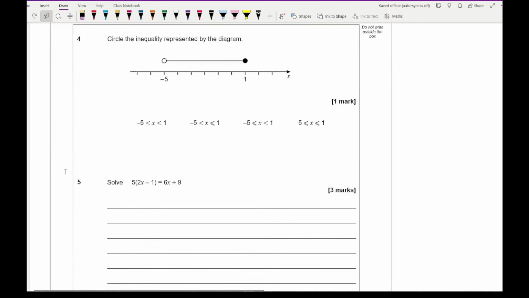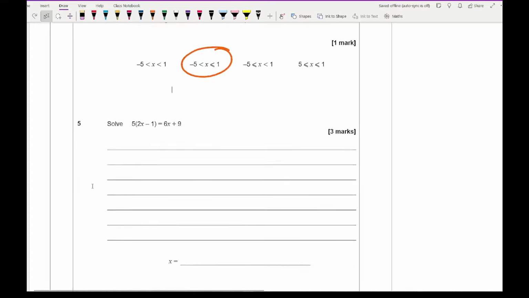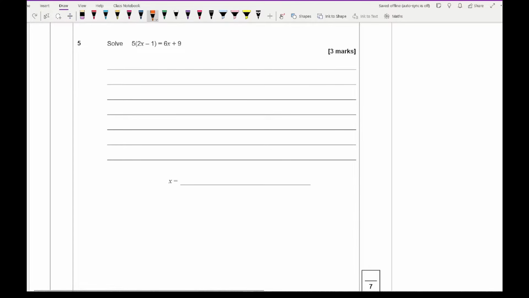Moving on to question 4, it says circle the inequality represented by the diagram, and the correct one you should have circled is the one with 5 and 1, where it's not underlined at 5 but it is underlined at 1, so it's going to be our second option. Moving on to question 5, it says solve this equation. So the first thing you want to do for 3 marks, which is rather generous, is you want to expand the bracket. So we've got 10x minus 5 equals 6x plus 9.